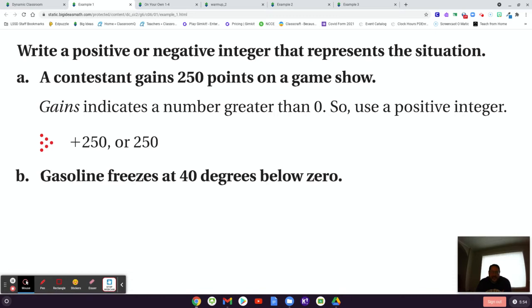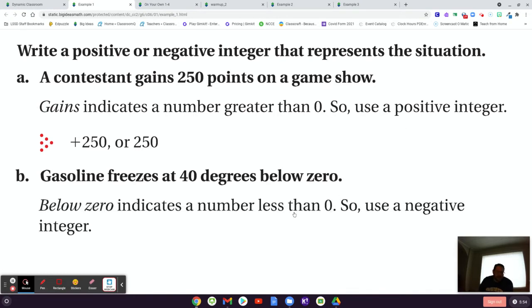And then let's do the second one. Gasoline freezes at 40 degrees below 0. What number would represent that? Okay, so below 0 indicates a number smaller than 0. Therefore, you would use a negative integer. -40 is what represents gas freezing at 40 degrees below 0. So hopefully this is fairly straightforward so far.